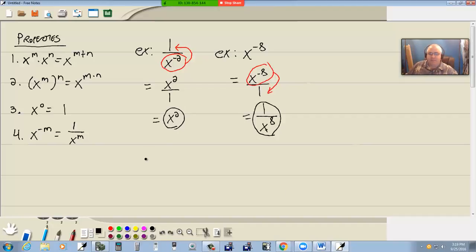Okay, let's take a look at an example of that. We have x over y to the negative 3 power. We never want negative exponents, so what we do is we flip the fraction. This becomes y over x. That's the reciprocal. Reciprocal means fraction flipped. And change the sign of the exponent to positive. So it becomes a positive 3.